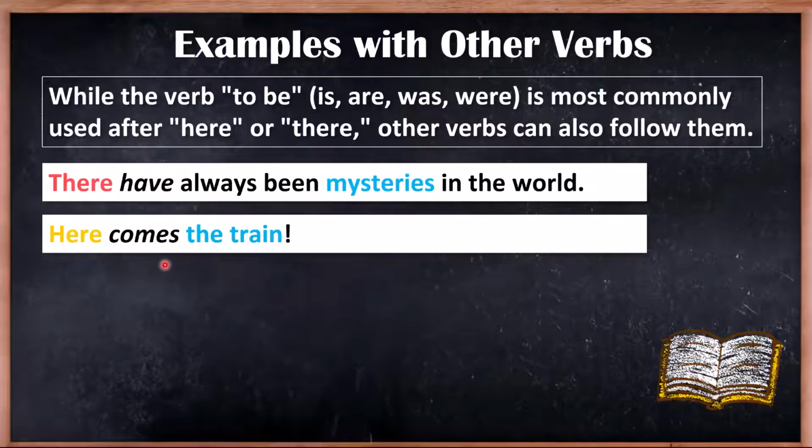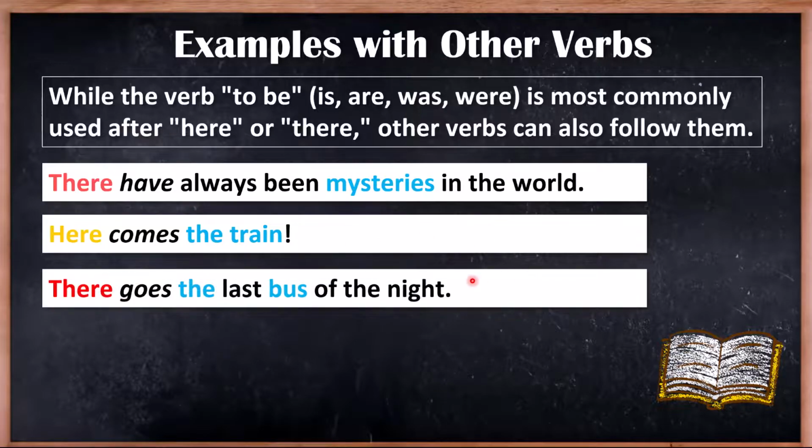Another example, here comes the train. The train is singular, so we have to say here comes and not here come. Another common expression in English, here comes the bride, when the bride is walking down the aisle on her wedding day. There goes the last bus of the night. Bus is singular and bus is the subject. So we say there goes and not there go.